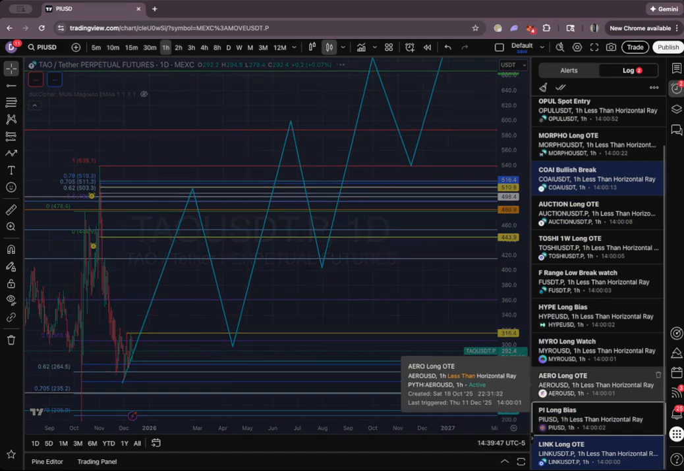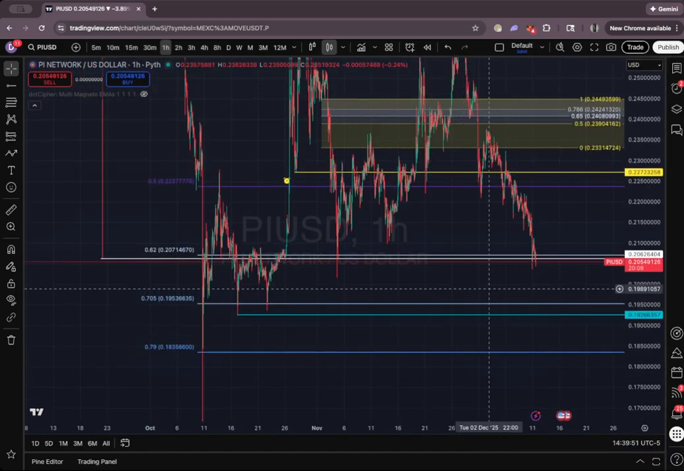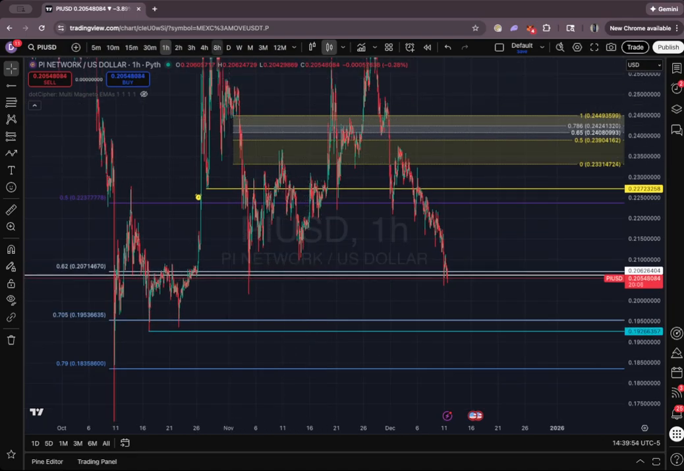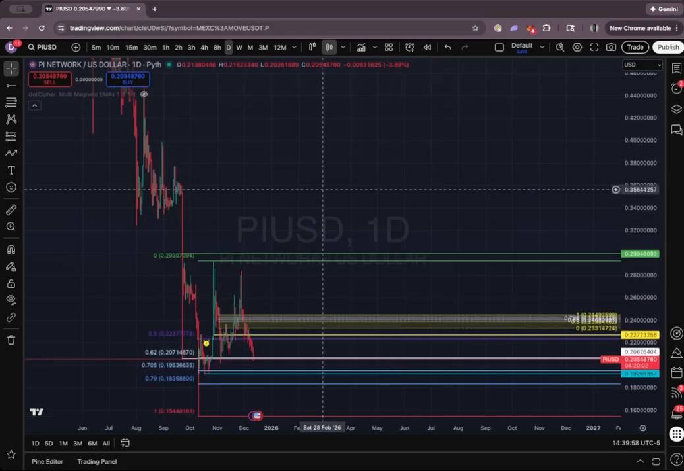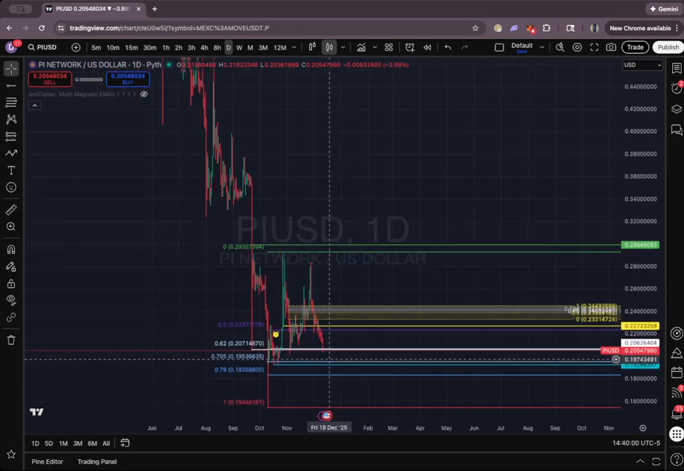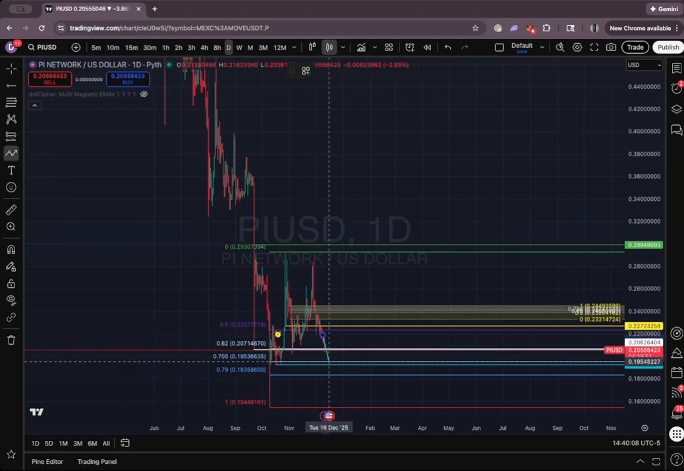Pi, that's another good one. I know right now it looks like garbage, but actually it's doing the same thing that I expected it to do, which is break this low and now reconsolidate. All it's doing is going back into the long bias here. Oops, sorry. So yeah, same thing here. I would expect this to also do the exact same thing. It could sweep, but it doesn't need to.